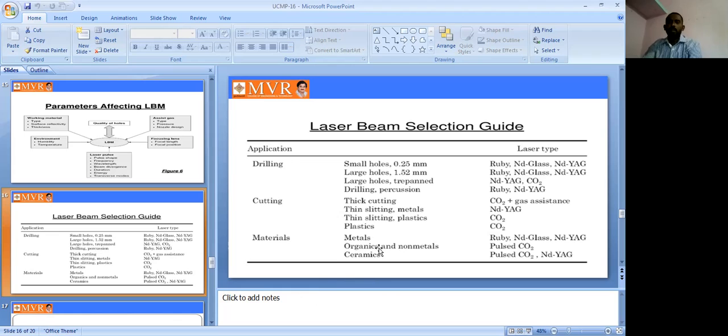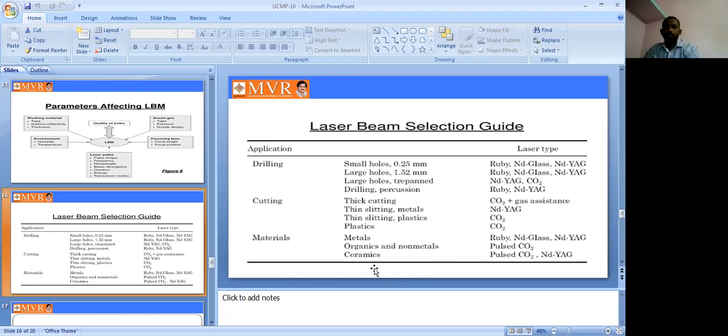Some examples: if the workpiece material is metal, we can choose the laser type ruby, Nd glass, or Nd:YAG. For organic and non-metal workpieces, you can choose a pulsed CO2 laser.